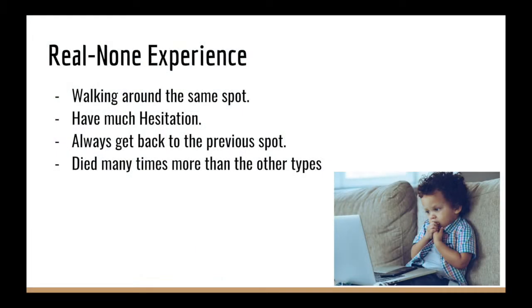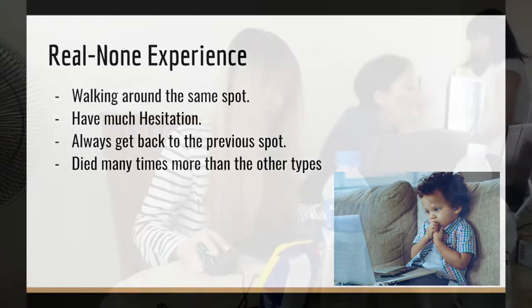The second group is real non-experience. In the real non-experience group, they keep walking around the same spot because they cannot find the way to go on and have much hesitation. Even after they solve some puzzle, they will always get back to the previous spot because of their misunderstanding, or cannot remember the path they passed before, or thought that it is the right way to go next. They also died many times more than the other types in many of the same spot. This happens most in this type because some of them cannot remember, or are not used to the controller, or jump at the wrong time.